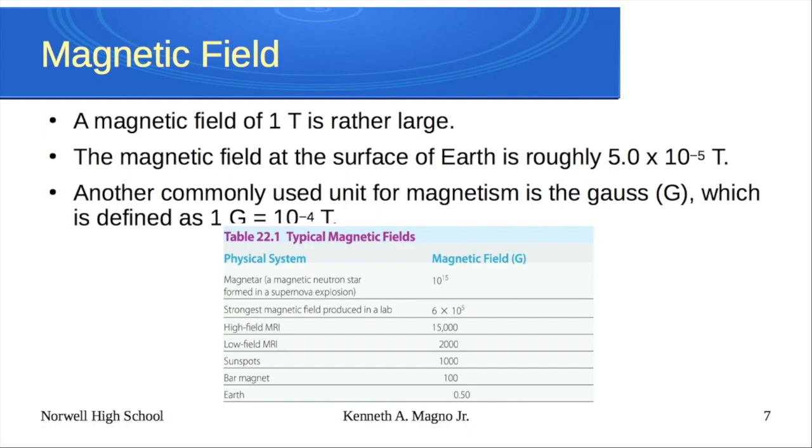And one Gauss is 10 to the negative 4th Teslas. So here's a little table that shows some example values in Gauss. So Earth is only about 0.5 Gauss, right? So if I converted that, yeah, I get 0.5 Gauss.